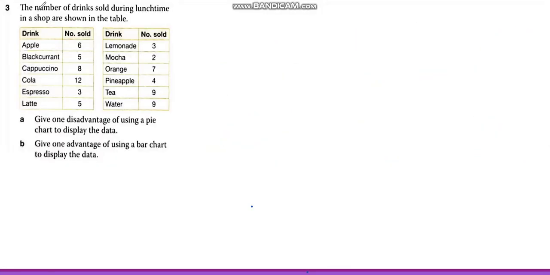In question number 3, it says the number of drinks sold during lunchtime in a shop are shown in the table. We can see each drink and the number of sales written against each drink. In part A, it says give one disadvantage of using a pie chart to display the data, and give one advantage of using a bar chart to display the data.